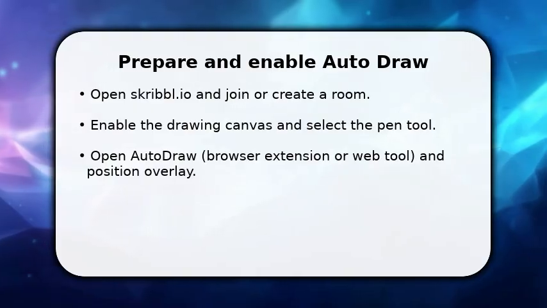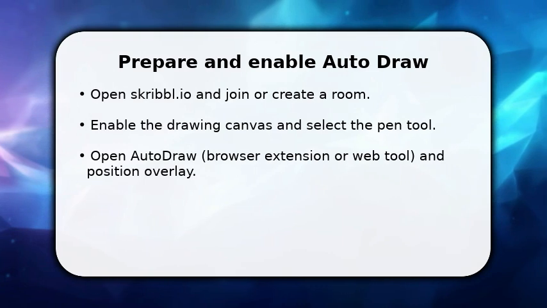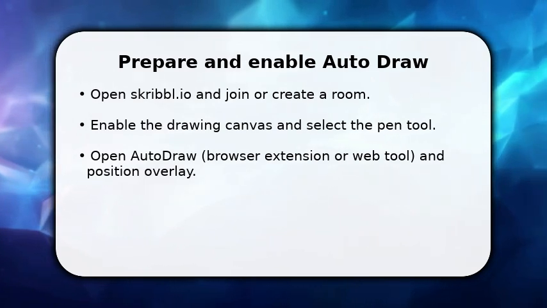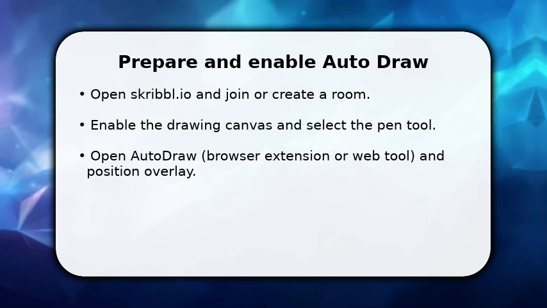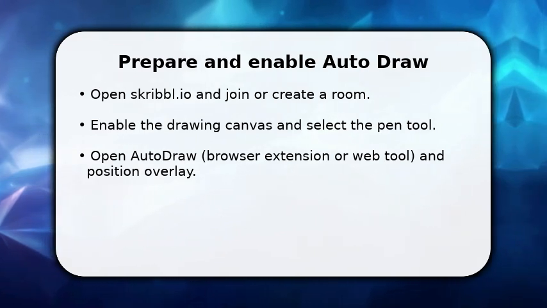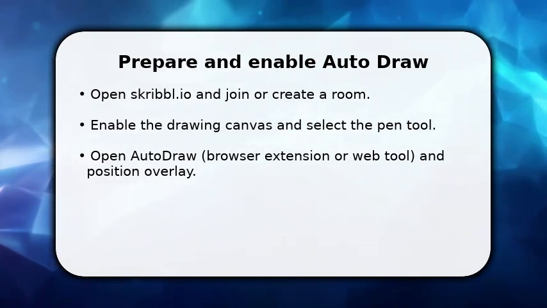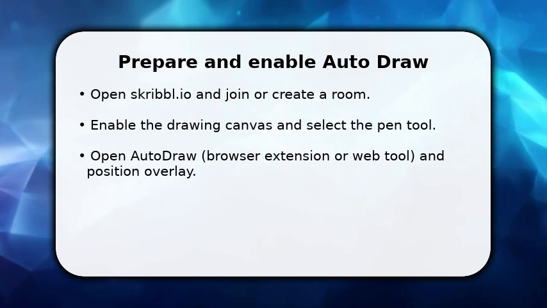You first get into Scribble.io and make sure the canvas is active. This is critical because AutoDraw needs access to the drawing area. Once done, choose a basic pen color and size so AutoDraw interprets strokes cleanly.